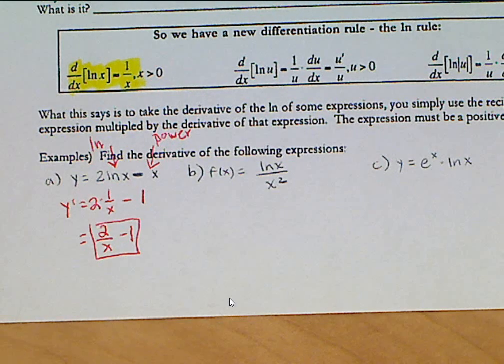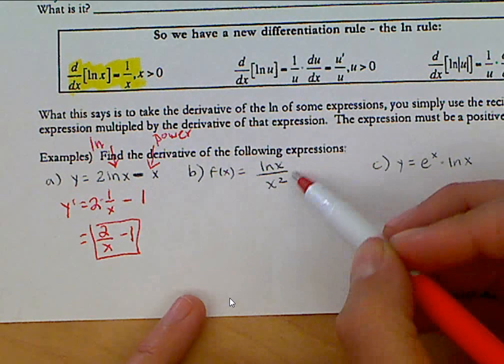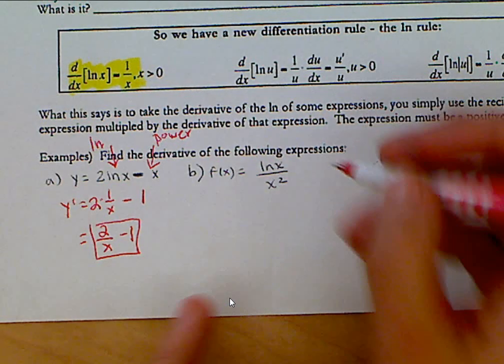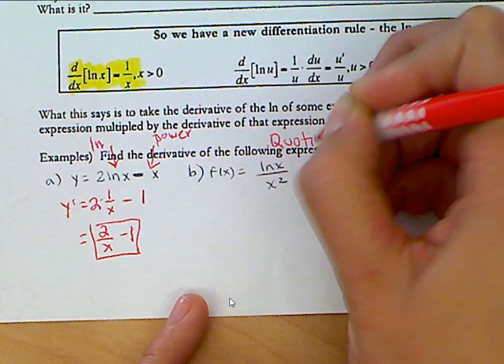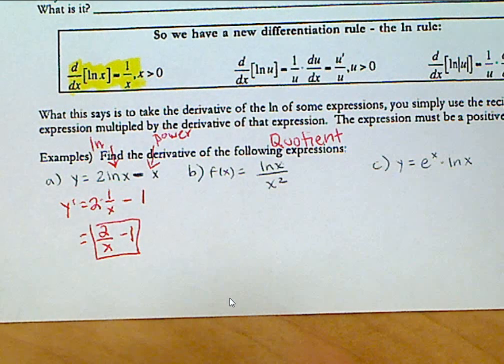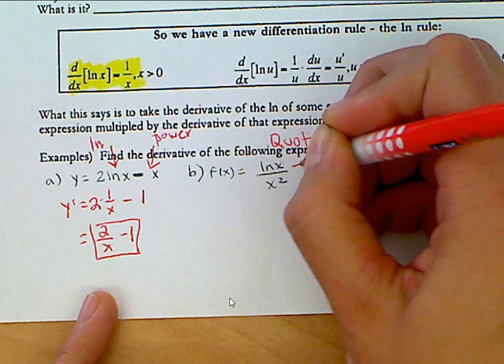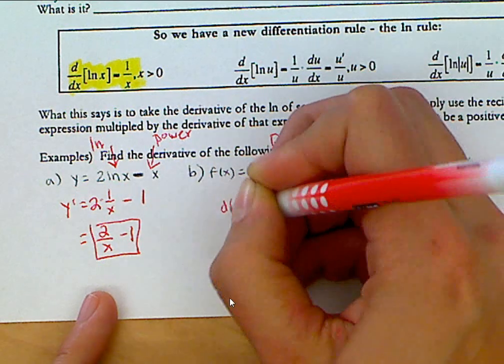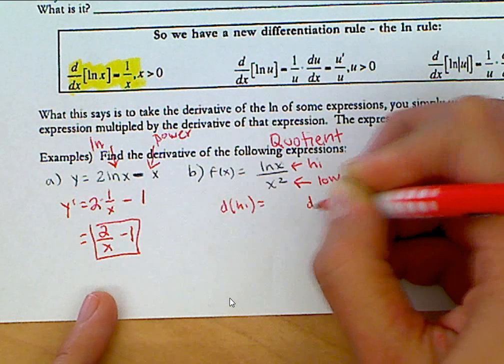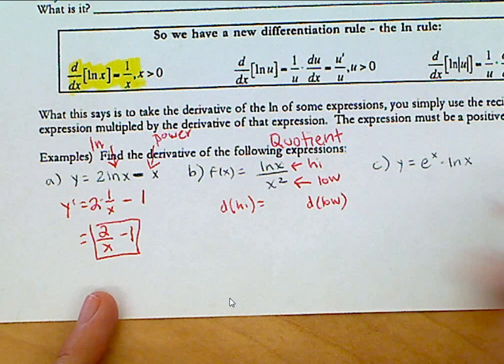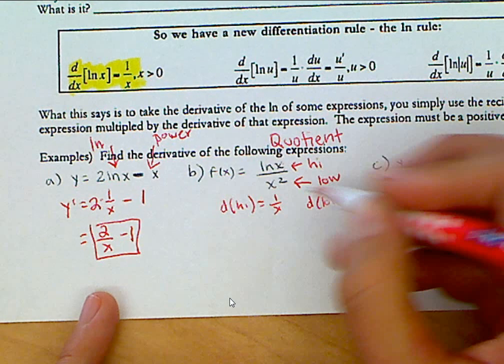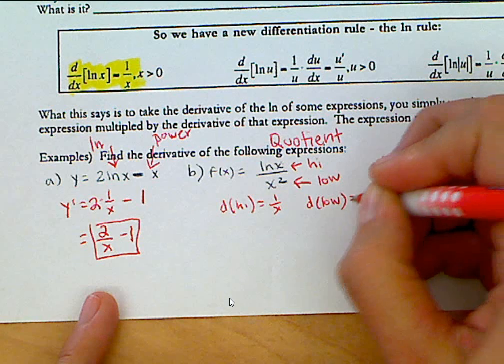And then right here, I see I have an ln and a power, but they're both within this quotient, so this is overall the quotient rule with just an ln and a power rule inside of it. With my quotient, I need to say what's my high and what's my low, and then my d high and my d low. So d high is the derivative of ln of x, which is 1 over x. D low is the derivative of x squared, which is 2x, my power rule.